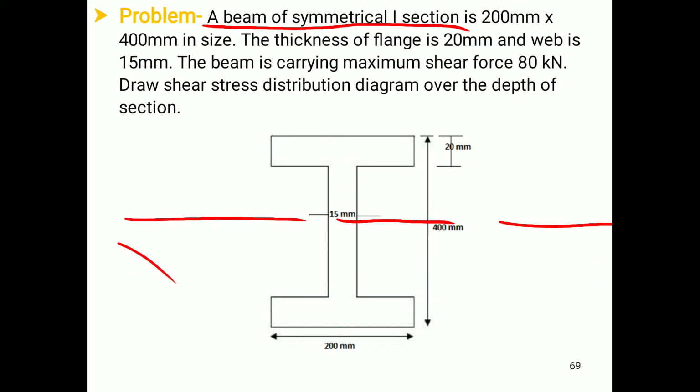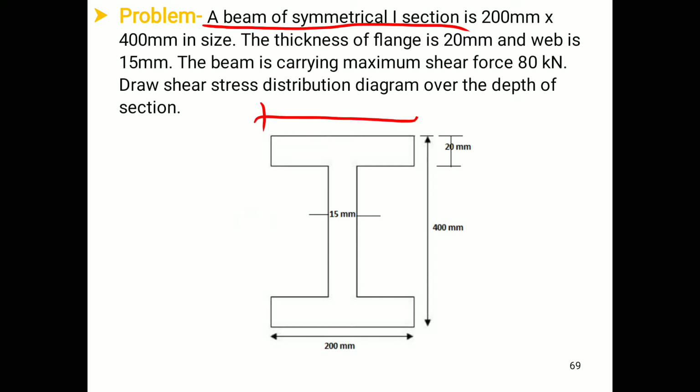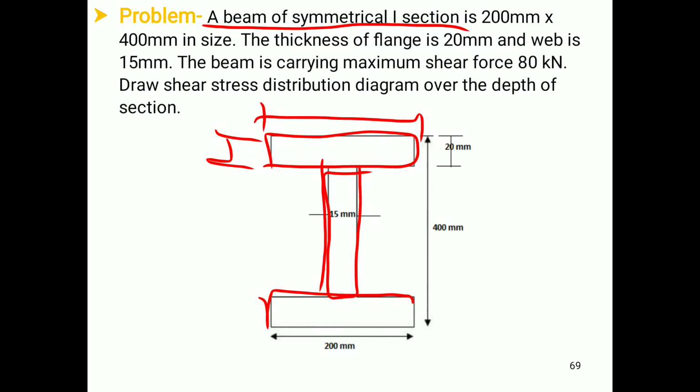Now we will discuss the components of I section. Remember that this particular part, this width and this thickness is known as the flange section of the beam. This is the flange of the beam. This particular part, a vertical one, is known as the web of the beam, and again this is the flange of the beam section.